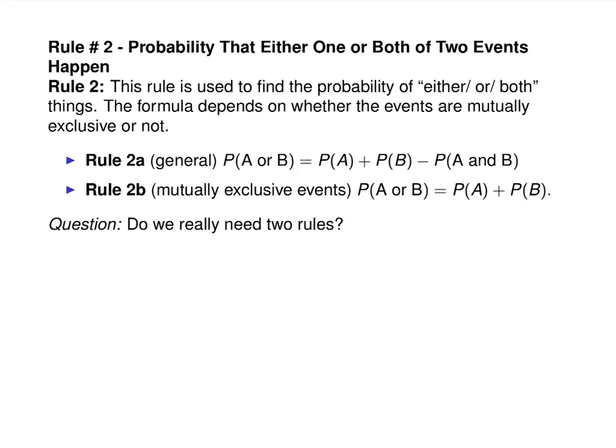Next, we have a rule for ORs, which is the probability that either one or both of these 2 events happen. One important thing to note is that mathematically OR means A or B, but both is also a legitimate possibility. So the general rule says that to find the probability of A or B, you find P of A plus P of B minus P of A and B. And rule 2b applies for mutually exclusive events, and we've already used this rule, that P of A or B is P of A plus P of B.